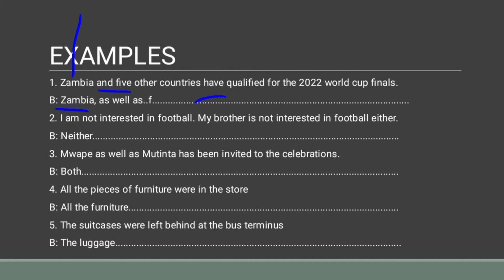Mwape as well as Mutinta has been invited to the celebrations. What if we use both? All the pieces of furniture were in the store. All the furniture. The suitcases were left behind at the terminus. The luggage. So now look at these answers here.